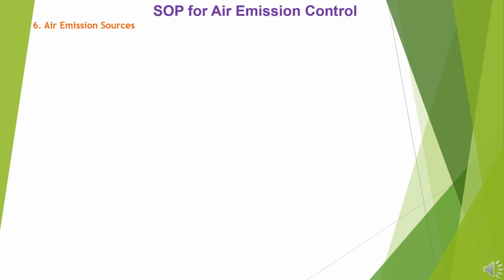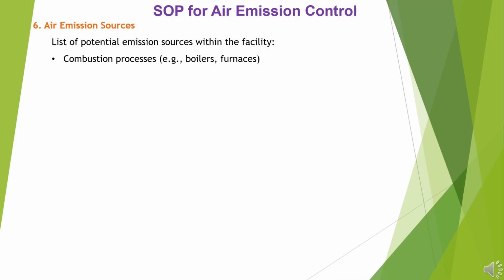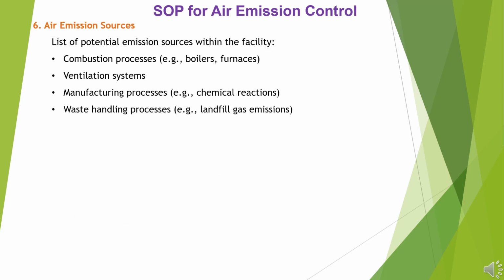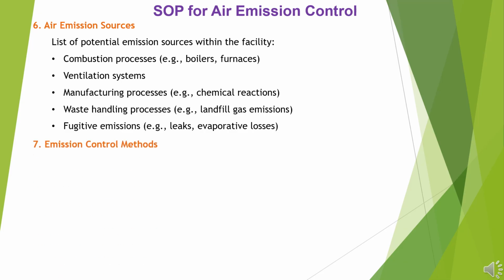6. Air emission sources. List of potential emission sources within the facility: combustion processes, e.g. boilers, furnaces. Ventilation systems. Manufacturing processes, e.g. chemical reactions. Waste handling processes, e.g. landfill gas emissions. Fugitive emissions, e.g. leaks, evaporative losses.